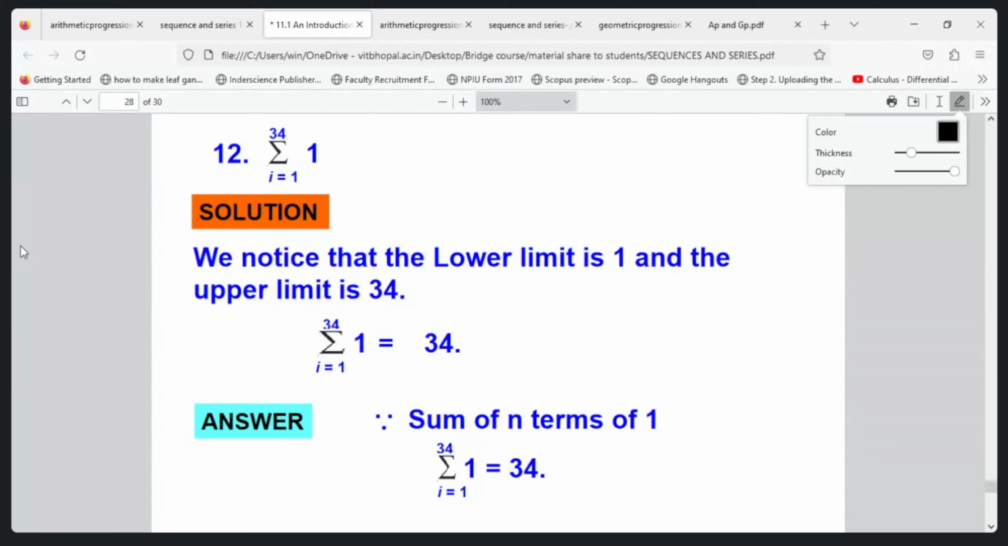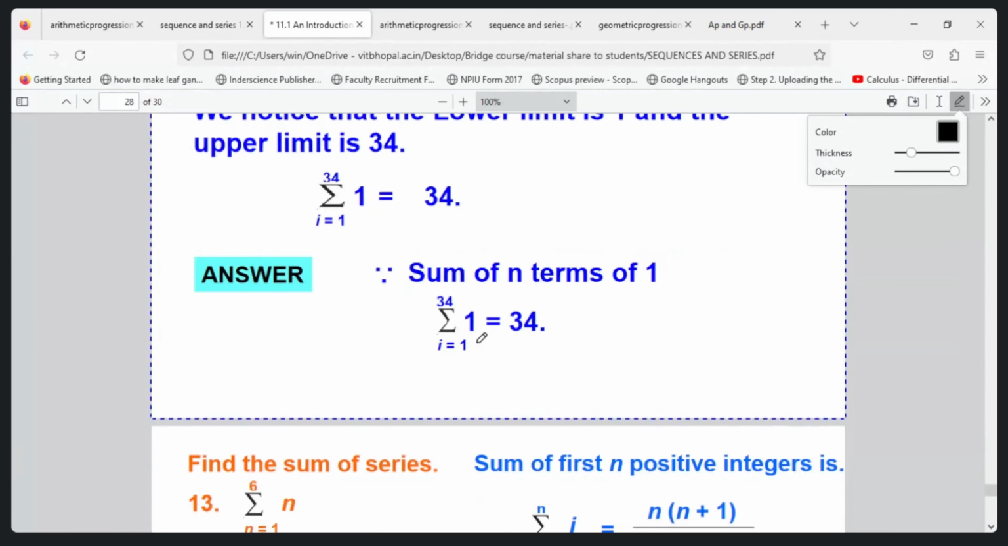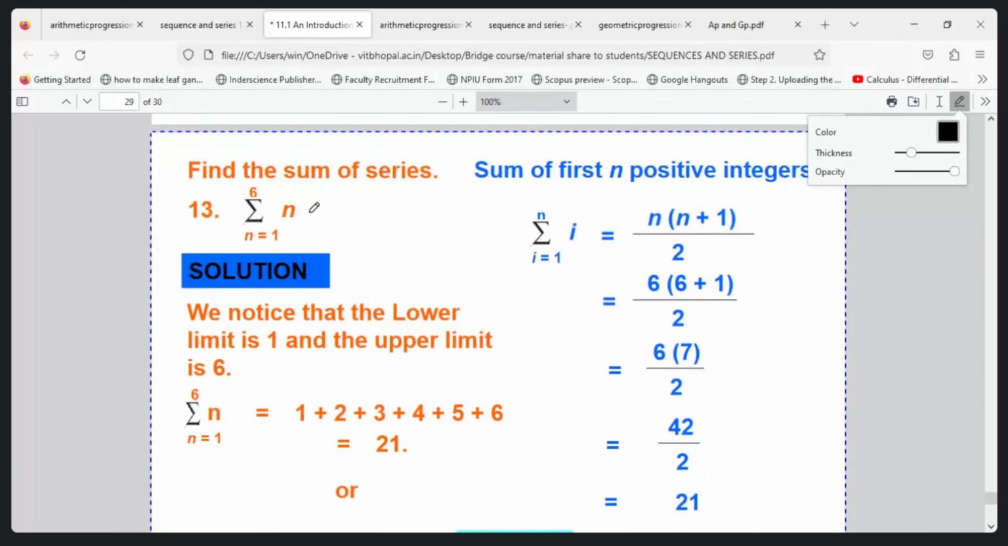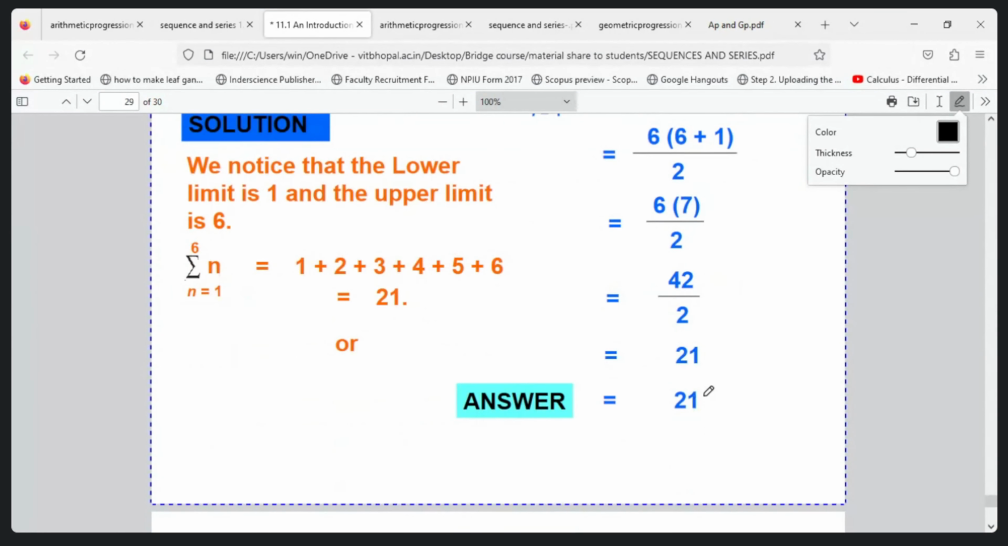So this is your lower limit is 1 and the upper limit is 34. So the answer is 34. Find the sum of the series for n. I already told this formula for n. Summation of i is n(n plus 1) by 2. That is 6 into (6 plus 1) by 2. So 6 into 7 by 2, that is equal to 21. So these kinds of things we can do.